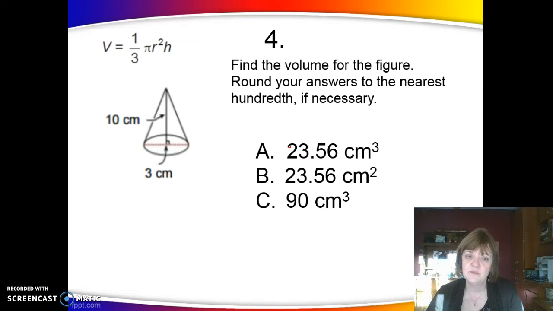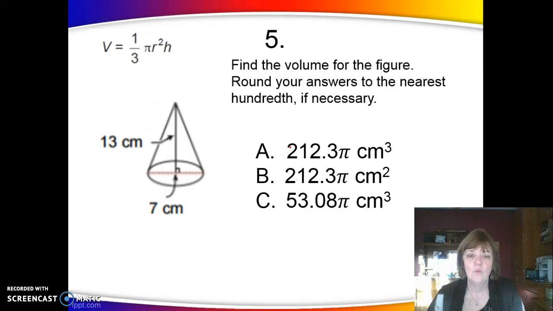Here's another one. Give this one a try too. Pay attention. Do you have the radius or do you have the diameter? One more and we're going to call it quits, at least until I make you do some try-its and prove-its and stuff like that.